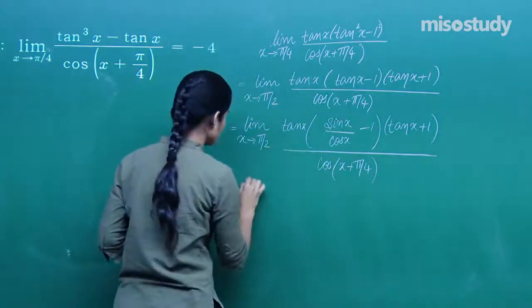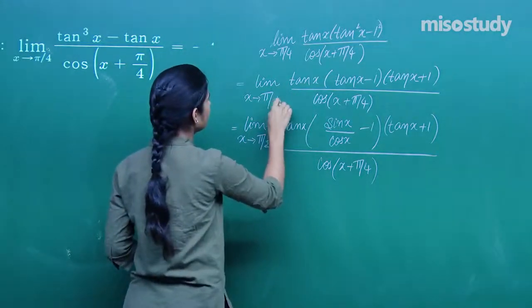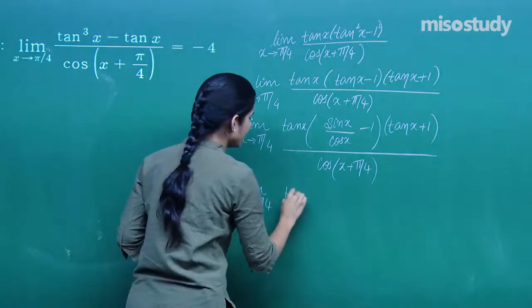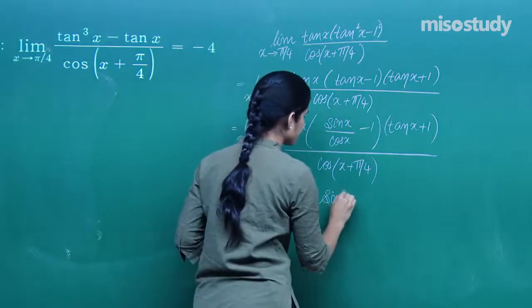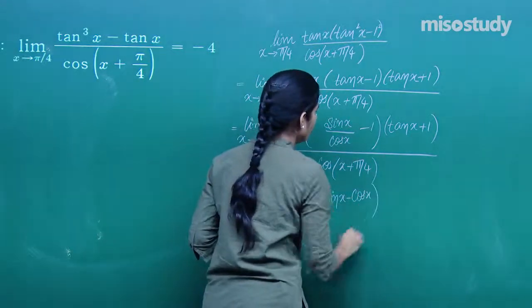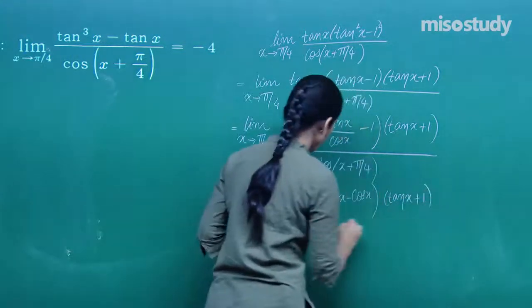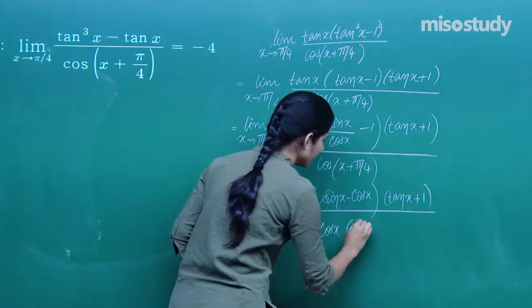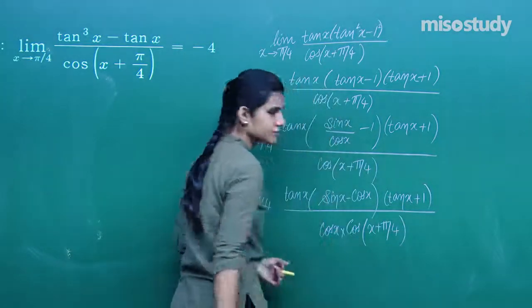This is limit x tends to pi by 4, tan x, this is sin x minus cos x whole upon cos x. Whole upon cos x will go in the denominator, and already you have cos of x plus pi by 4. Fine.